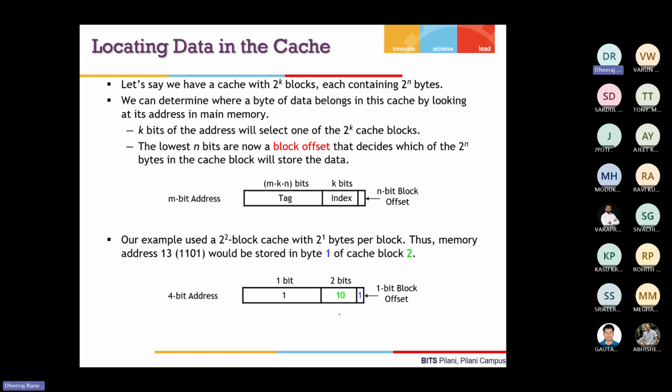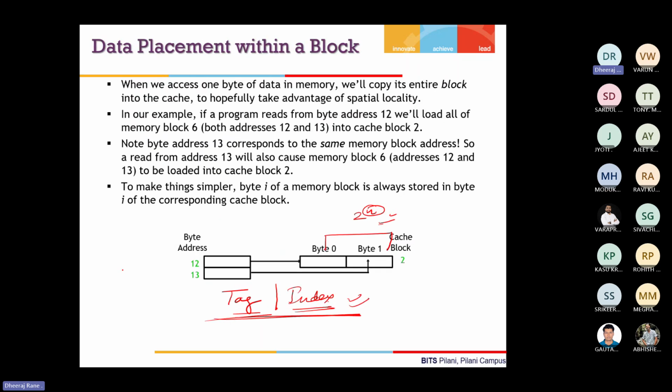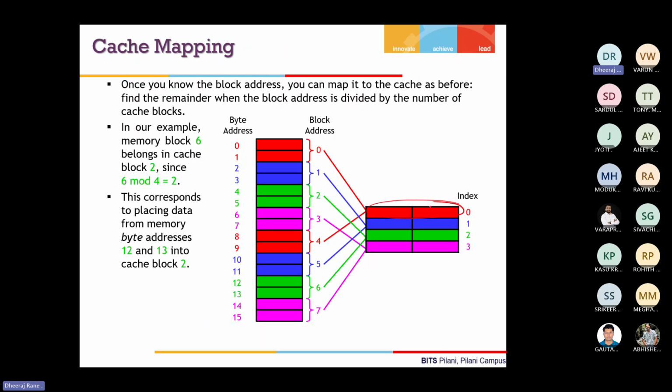Okay. So now see what exactly will be the difference. Earlier it was only tag and index. Now there is one more field, and that will be your block offset. Why is this the case? Because we are having two blocks within one pass. So for two blocks, how many bits will be required?